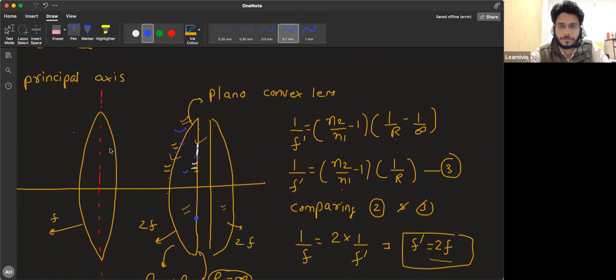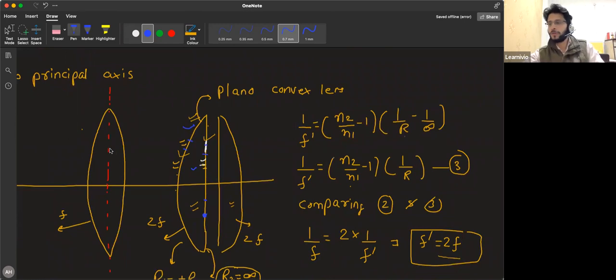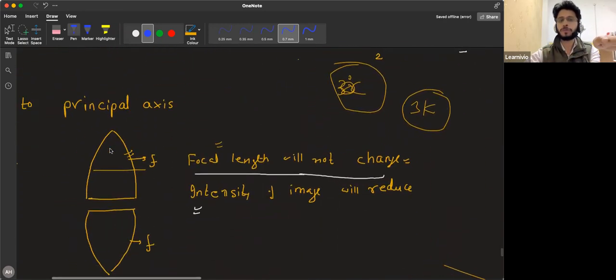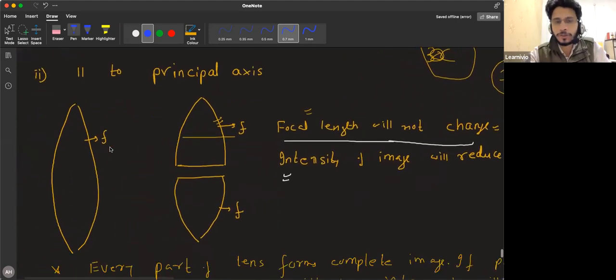Yes, sir. Fine. There's one more question. He asks you, if you take a convex lens and you cut that convex lens parallel to the principal axis, then what will happen with the focal length? Now think in this way.